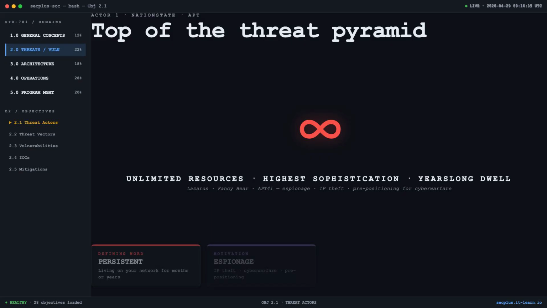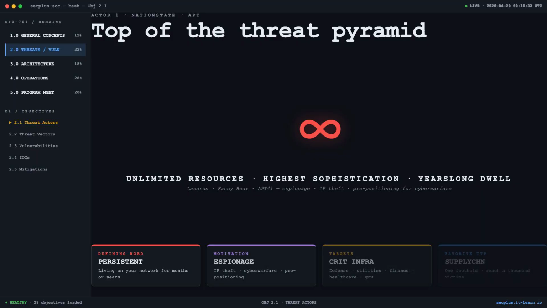They are not in for a smash and grab. They want to live on your network for months, sometimes years, because their goal is espionage, intellectual property theft, or pre-positioning for cyber warfare. Lazarus Group out of DPRK, APT-28 Fancy Bear out of Russia, APT-41 out of China. Targets are defense contractors, utilities, financial systems, healthcare, government. They love supply chain attacks because they get one foothold and reach 1,000 victims. If a question describes a long-term, undetected government-sponsored intrusion, the answer is nation-state every single time.